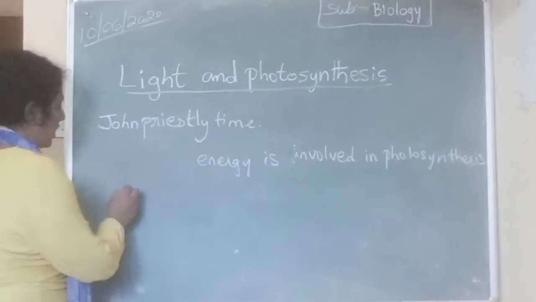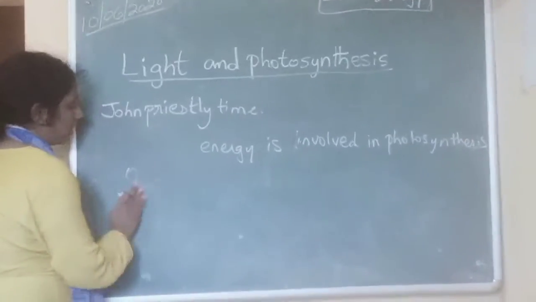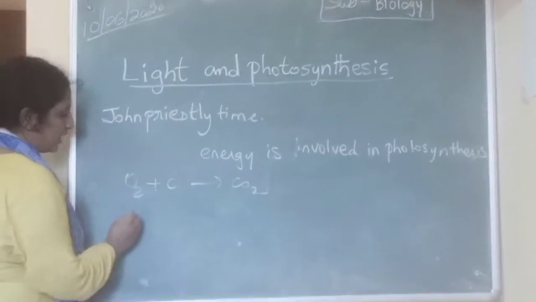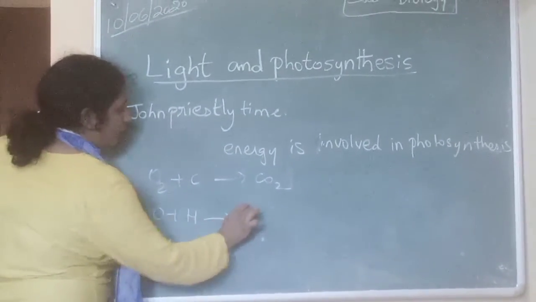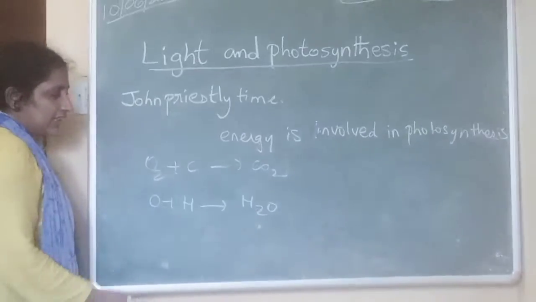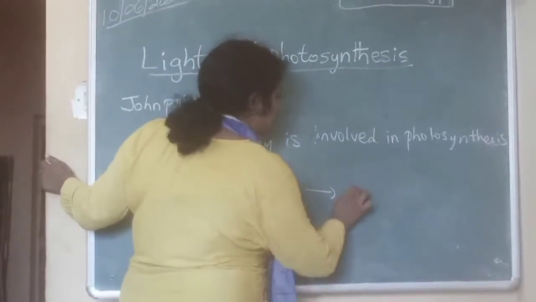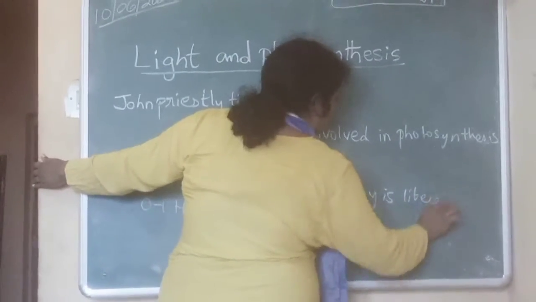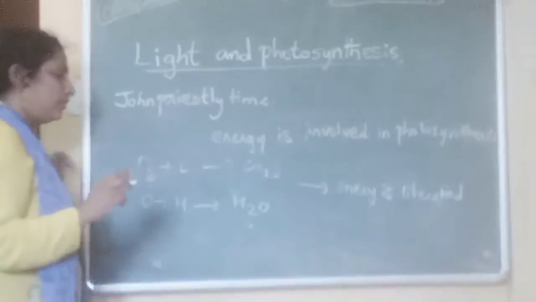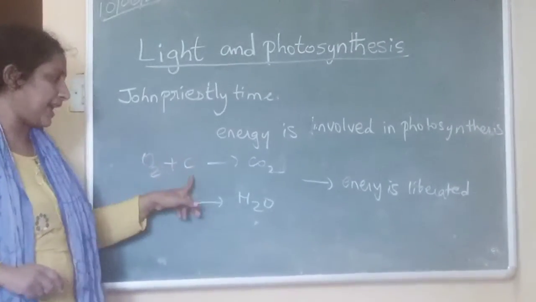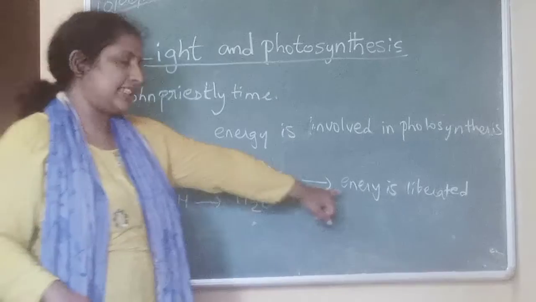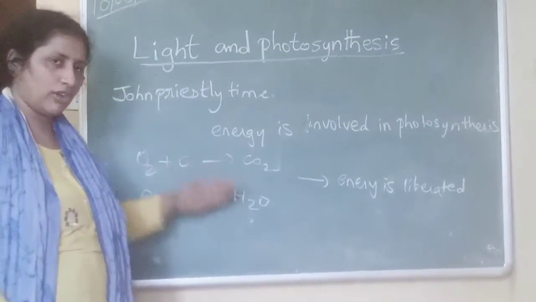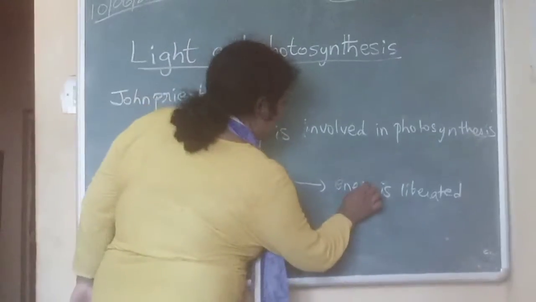See, when O2 combines with carbon, CO2 is formed. And when oxygen combines with hydrogen, water is formed. During this process, energy is liberated. Whenever oxygen is combining with carbon, or combining with hydrogen to form water, energy is liberated.